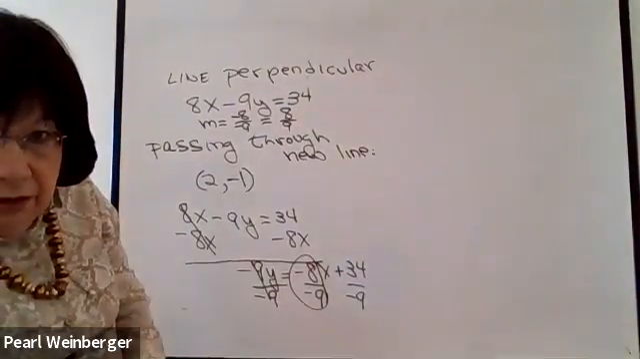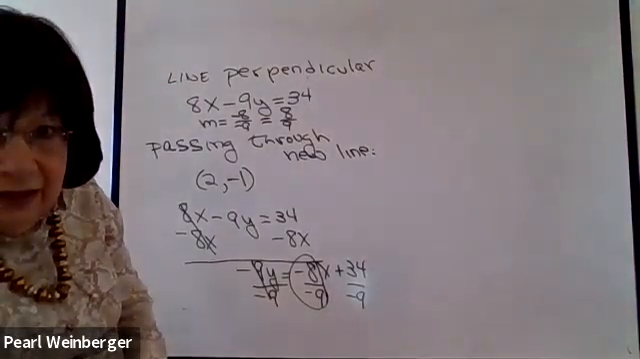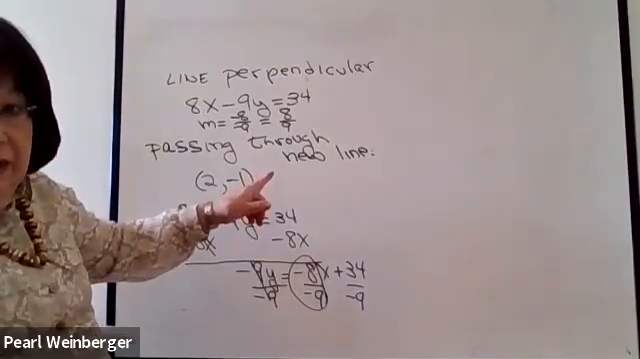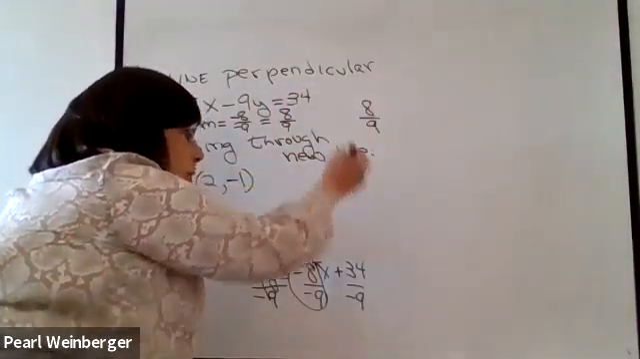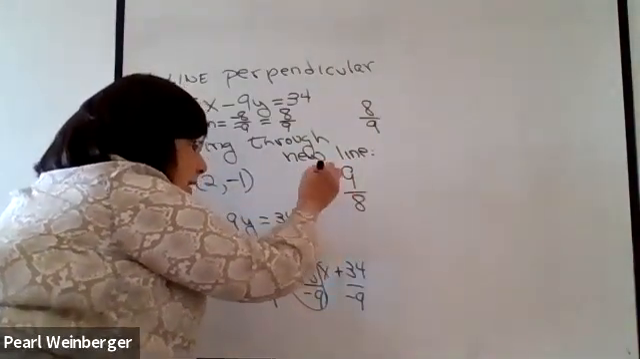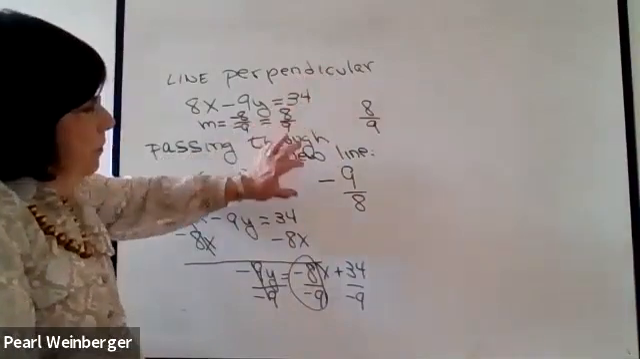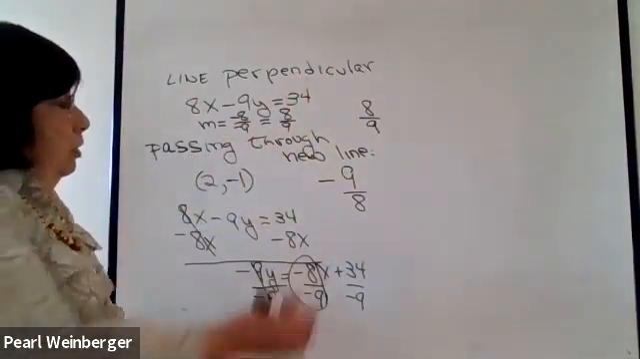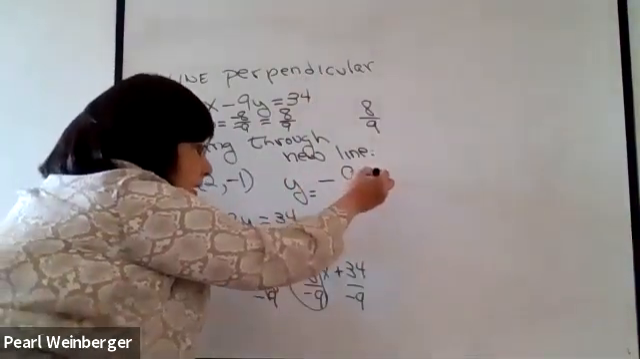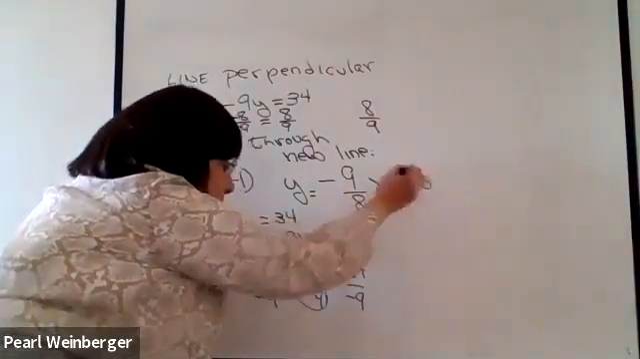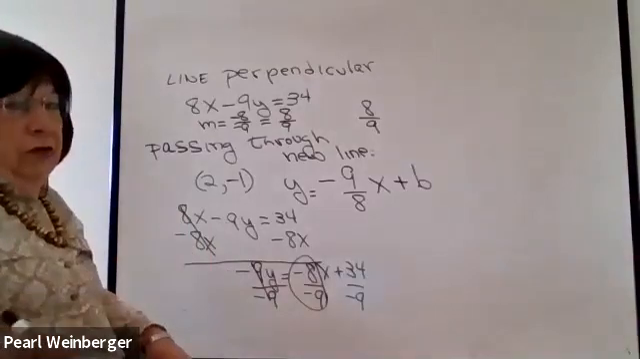Anybody have any idea? Negative 9 over 8? Positive 9 over 8? Negative. Right. But when it's perpendicular, we have to take this number, 8 over 9, flip it over so it becomes 9 over 8, and switch its sign. It's positive, so the perpendicular line would have to be negative. So my new line would be y equals negative 9 over 8x plus b. My slope is negative 9 over 8.